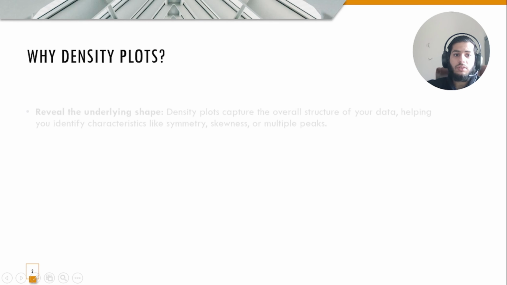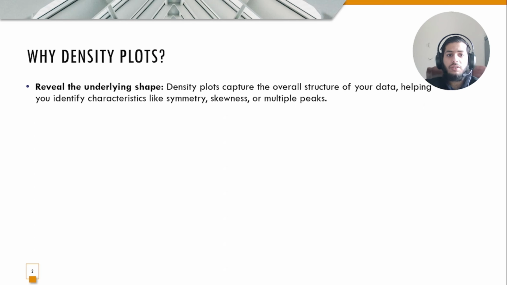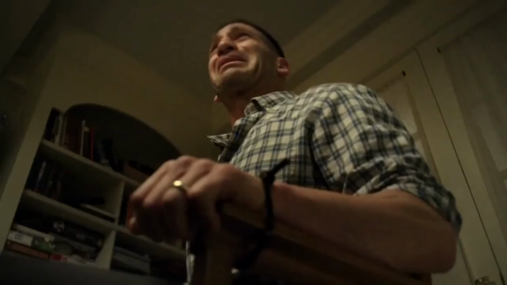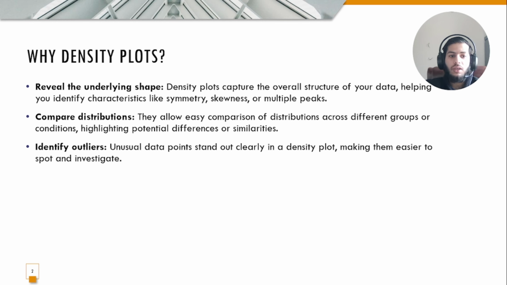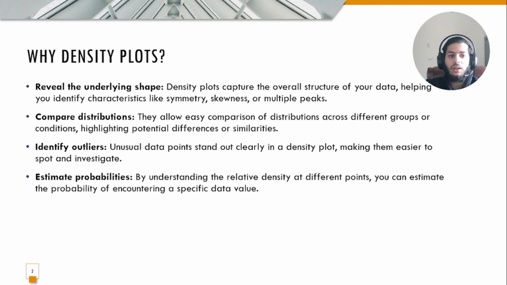So what are density plots? Why do we use density plots? We basically use density plots to reveal the underlying shape. They capture the overall structure of your data, helping you identify characteristics like symmetry, skewness, or multiple peaks, okay? Secondly, we can compare distributions. They allow easy comparison of distributions across different groups or conditions, highlighting potential differences or similarities. Identify outliers, okay? And lastly, estimate probabilities, okay? By understanding the relative density at different points, we can estimate the probability of encountering a specific data value.